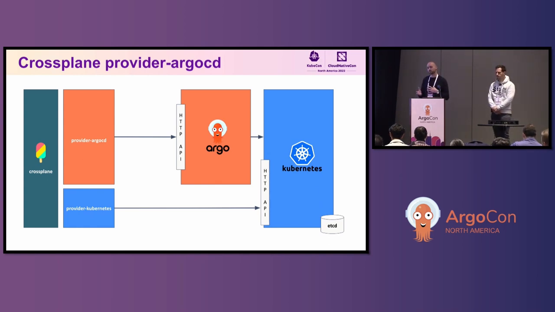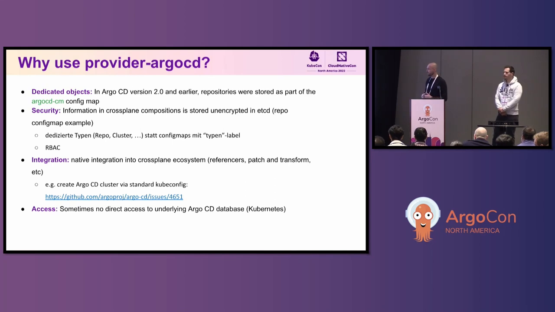And they are not fully 100% the same, where you can configure, for example, the same things. For one thing, you need the HTTP API. Other things you can do with both APIs. And for other parts, I think you can only do that via the Kubernetes API. So with the provider Argo CD, we wrote software which mirrors the missing pieces back into Kubernetes.